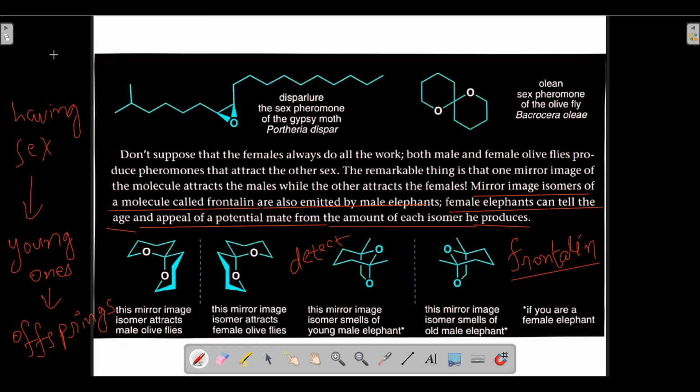For that purpose a mate is required. So female elephants can clearly tell the age and appeal of a potential mate from the amount of each isomer he produces. A young male elephant will produce this in a large amount and this in a small amount, whereas an old male elephant will produce this in a small amount and this in a large amount. This is the difference between young and old male elephants, and the female elephant is clearly able to tell this.